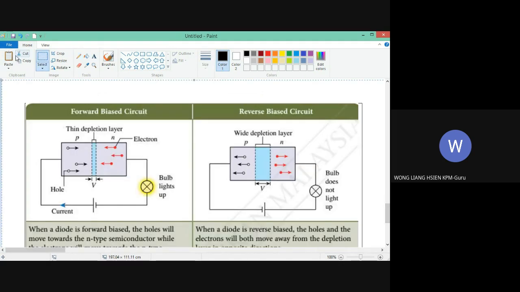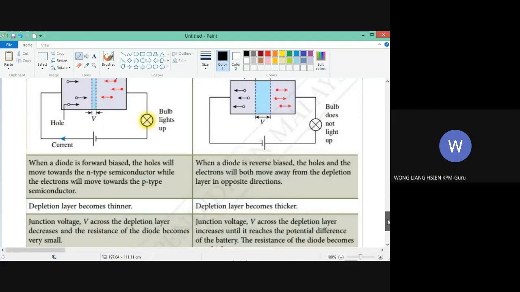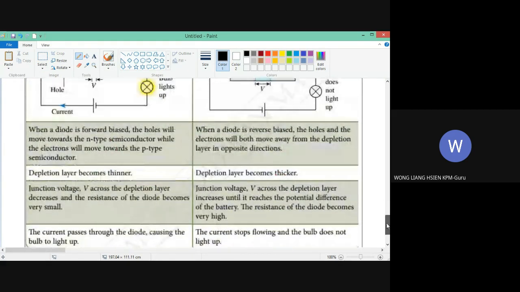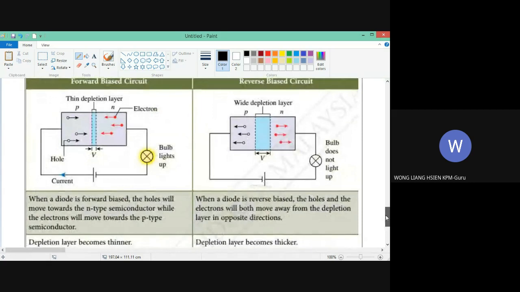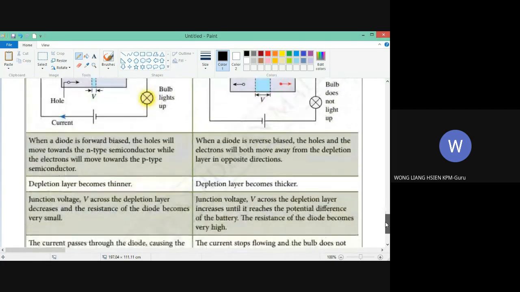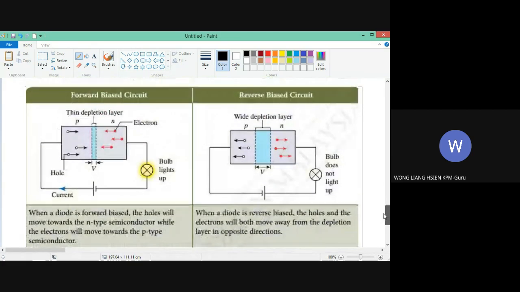Okay, how is it that we can use it? We can apply for what? Okay, so this one is explanation. Same explanation that I explained just now. So for example here, forward bias circuit.